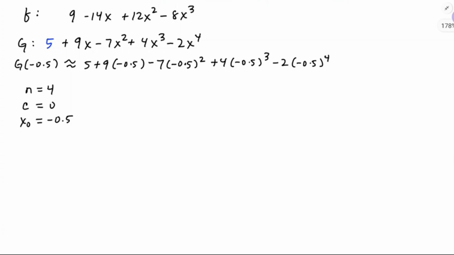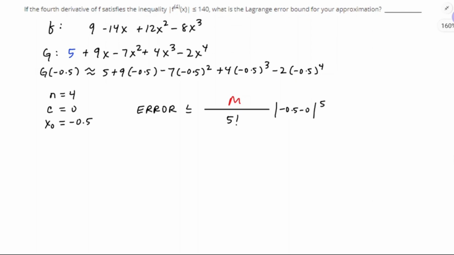What I need to get my error bound, I'm going to just set up for everything I need. Divide by the next factorial, absolute value of 0.5 minus 0 to the fifth. Here's one where we needed those absolute values. And then there's going to be some M in the numerator, and I'm going to have to figure out what that is. Now, M is going to be the maximum absolute value of g's fifth derivative.